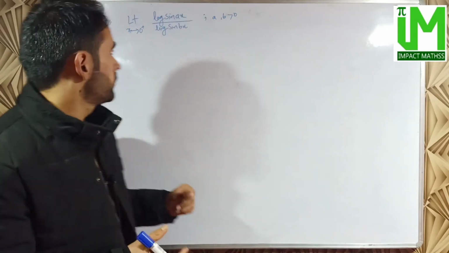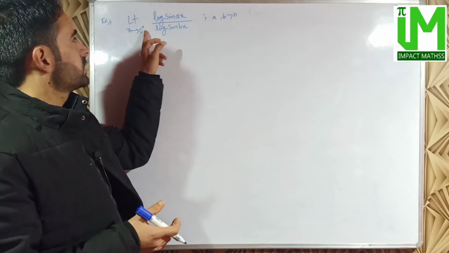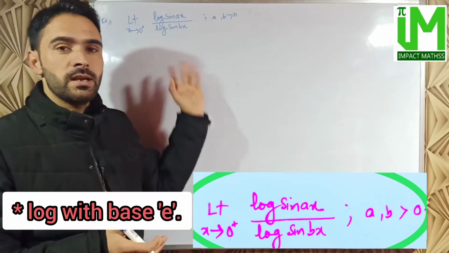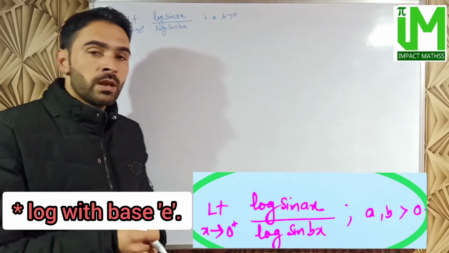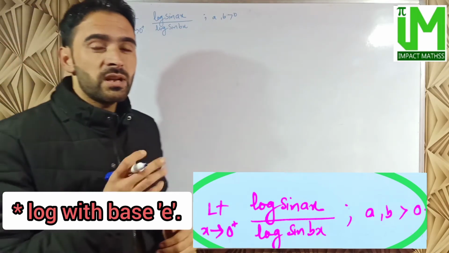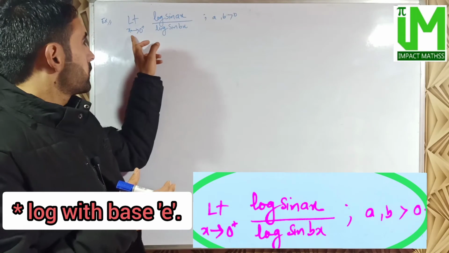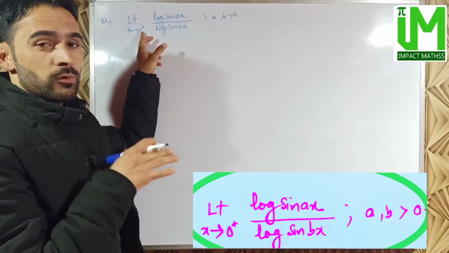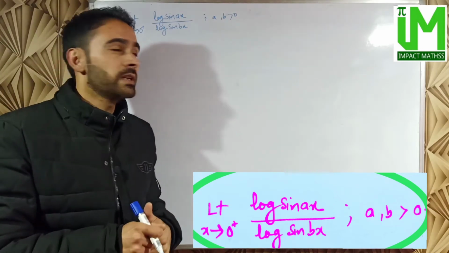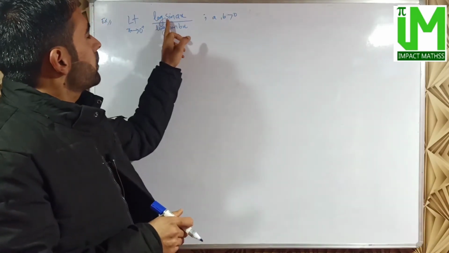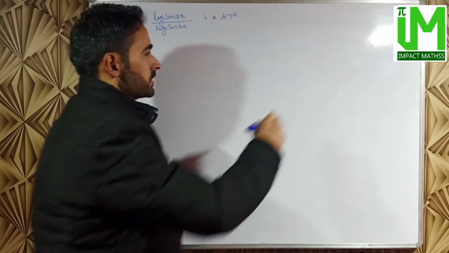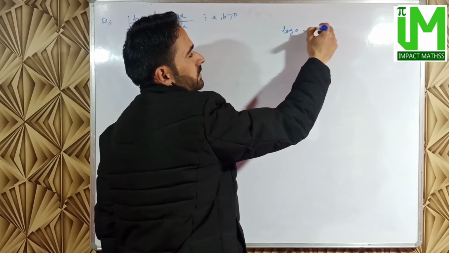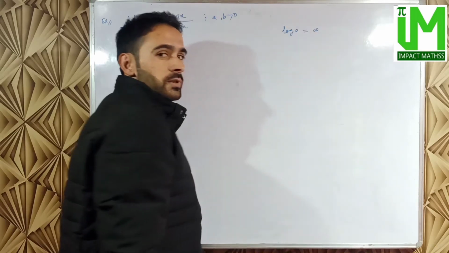Next example will be limit x tends to 0 from the right of log of sine ax divided by log of sine bx, where a and b are both positive. Since the log of negative numbers is undefined, this limit with x approaching 0 from the right makes sense. Again, log of 0 is also undefined, or at the same time we can write log of 0 is infinity.